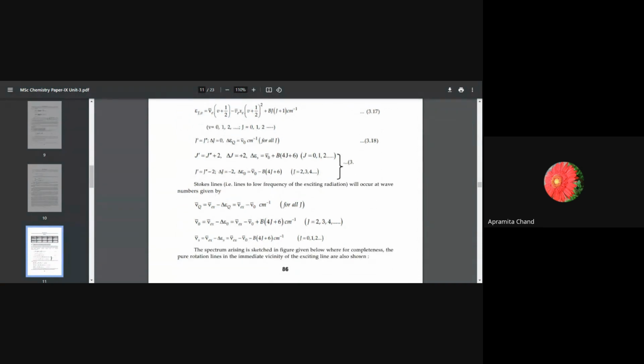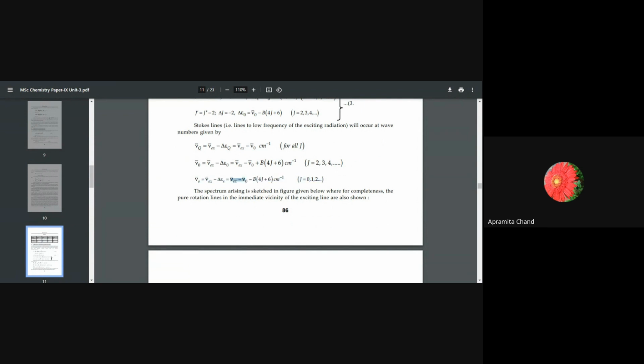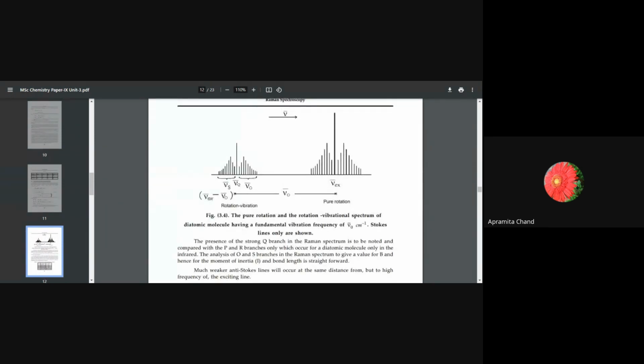Finally, we are getting this one: excitation line plus b into (4j plus 6) or minus b into (4j plus 6). So nu excitation minus nu 0 minus b into (4j plus 6), or nu excitation minus nu 0 plus b into (4j plus 6). Here we get the rotation vibrational spectra, where this is your nu excitation, and nu 0 and nu s will be the new lines.